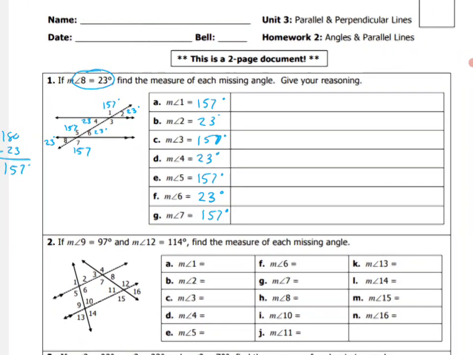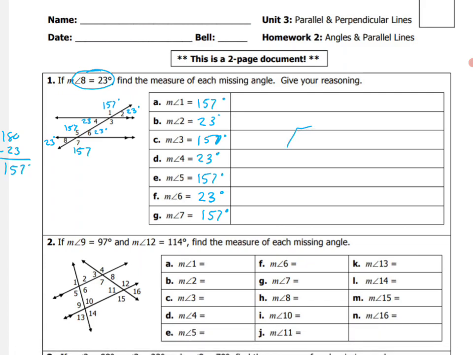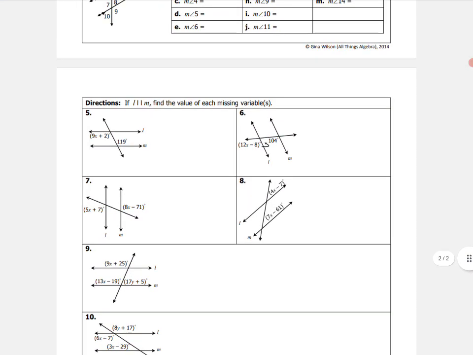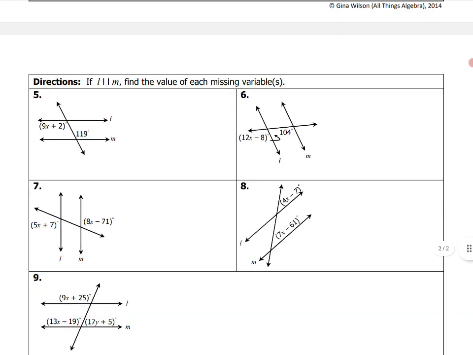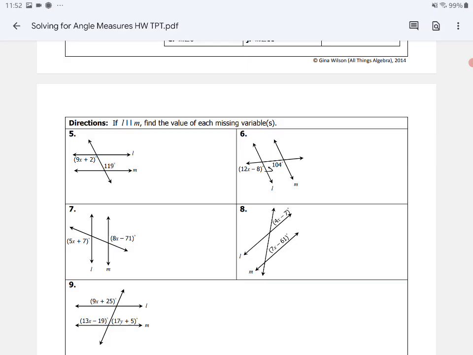So what you guys did last class was the same thing, but with algebra. This is actually a little bit easier because there's no algebra. So you're not going to have to do any solving. You're just going to have to bring numbers in different places. All right. Let's do a couple on the back. So let's do 5 and 6 together.